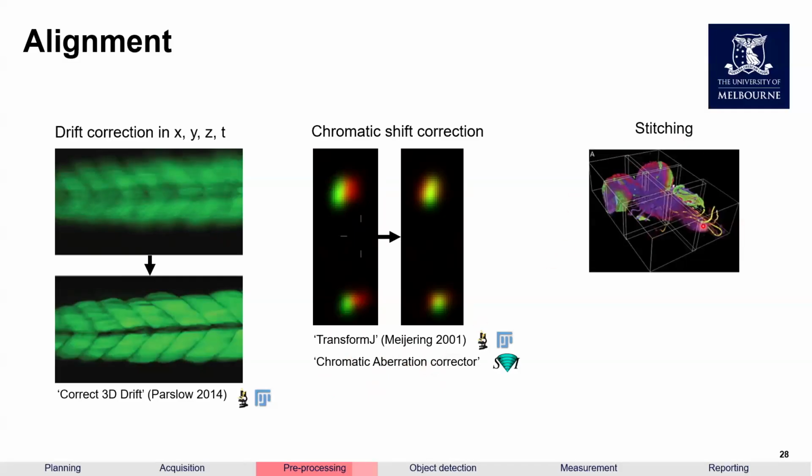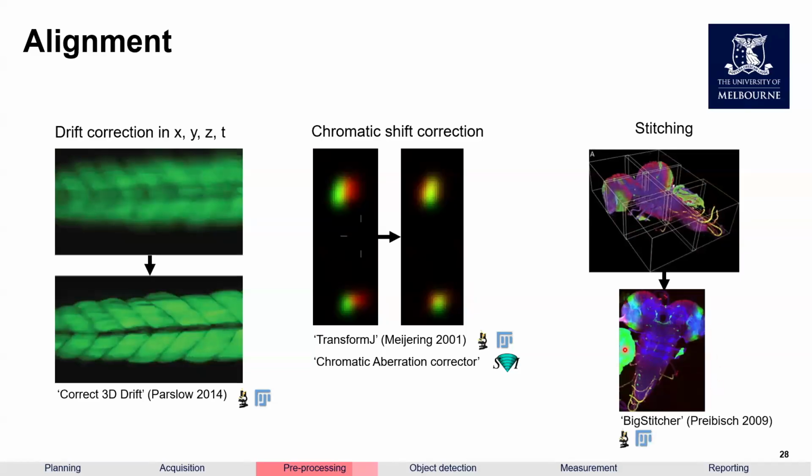Another case when we need alignment is when the images were captured at multiple positions to form a large mosaic image. Then these individual images should be stitched into a complete image before analysis. BigStitcher, for example, is a powerful plugin in Fiji that can also handle large files.